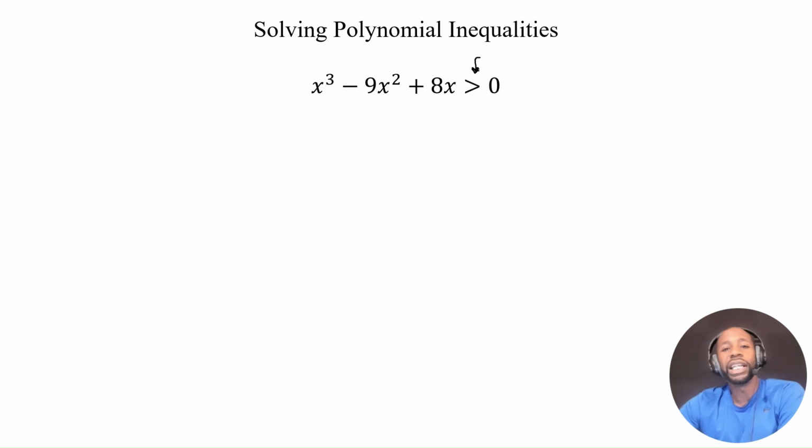However, since we're dealing with an inequality here, we're going to have more of a range of values where this polynomial is greater than 0. Okay? And so that's what we're here to solve. You solve that in a particular kind of way. All right. So the first thing we want to do is find critical points.